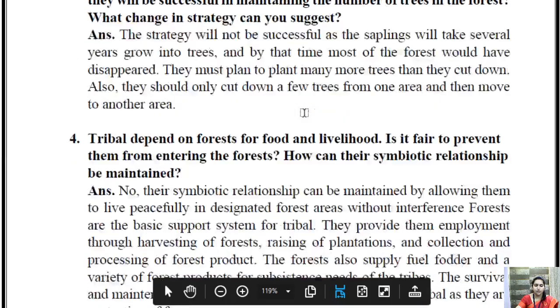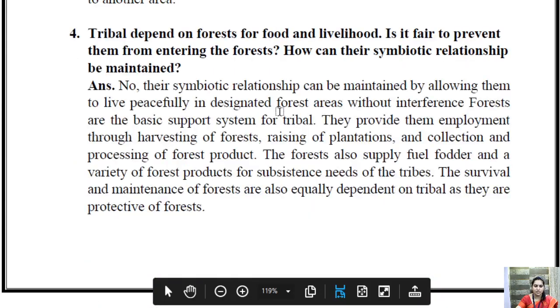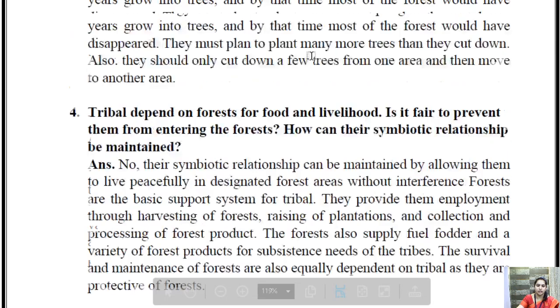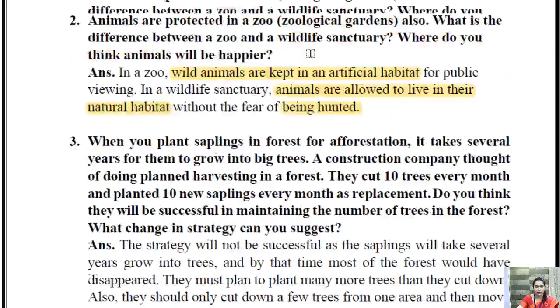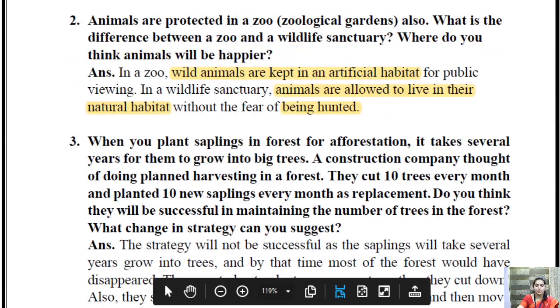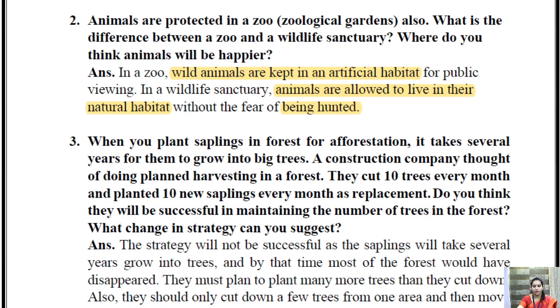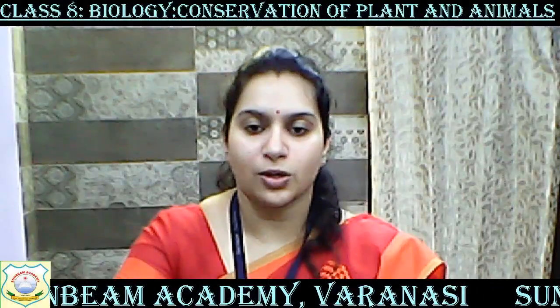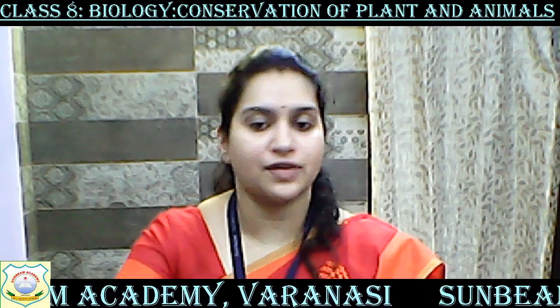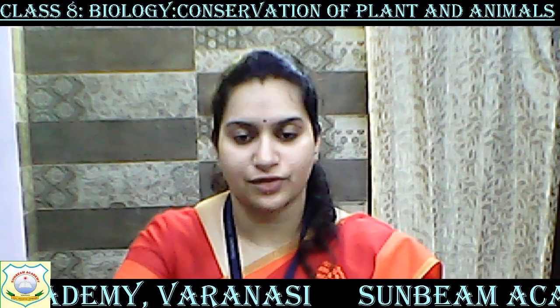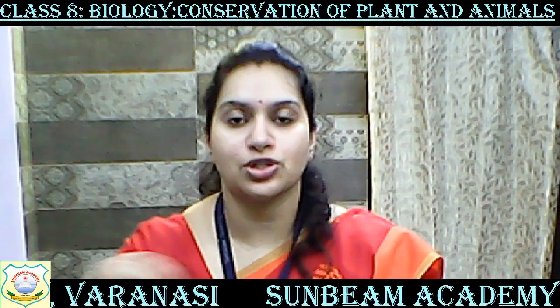So children, please go through these two answers. Okay, let's see. So we are running short of time actually. So please go through these two answers. Okay, and do complete your work in the fair notebook, in the biology fair notebook. Okay, so we have completed this chapter. We have discussed each and every question of this chapter. Hope you will be able to learn it.